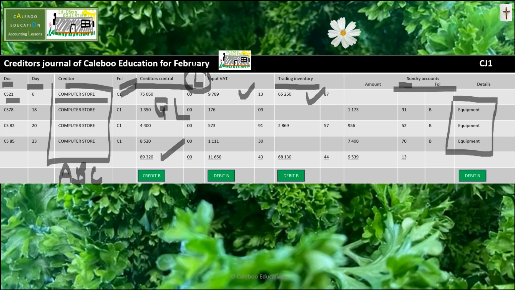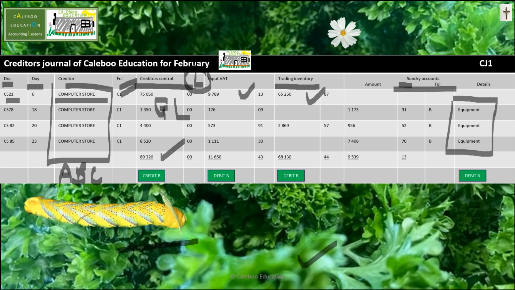I like the green of the parsley in the background, and so did my mate, the caterpillar that's going to turn into a butterfly one of these days.